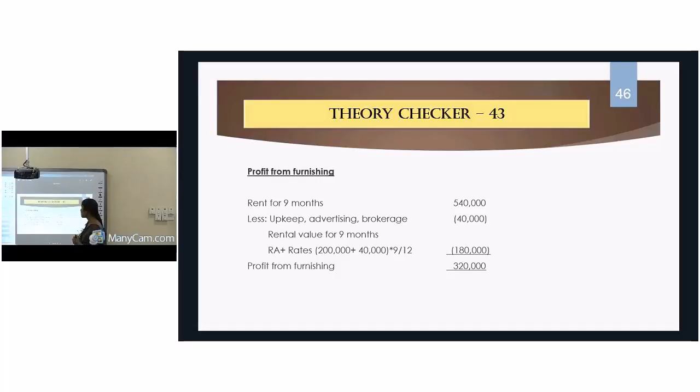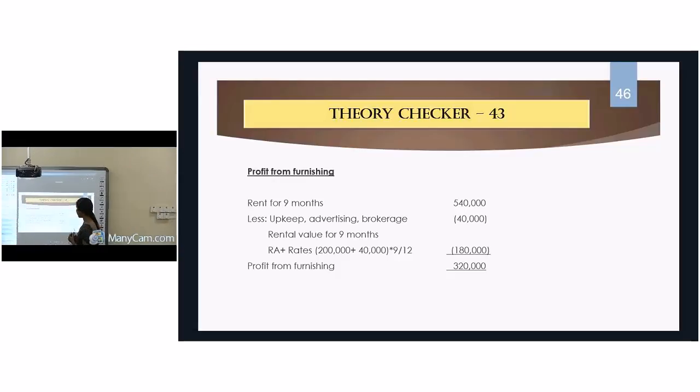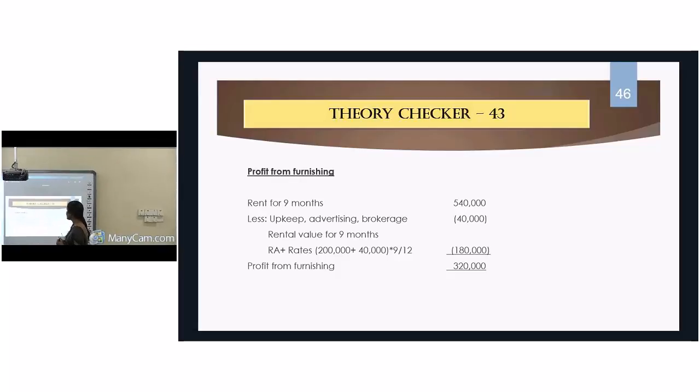Rental value means the rating assessment plus rates. The rating assessment is 200,000 plus rates 40,000, altogether 240,000. From that you have to take only the 9 months, because only for 9 months was it used for renting purposes. So that 180,000 you have to deduct, so the profit from furnishing would be 320,000.